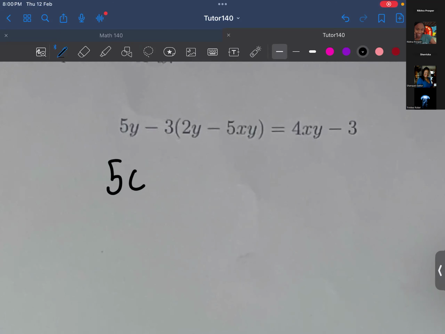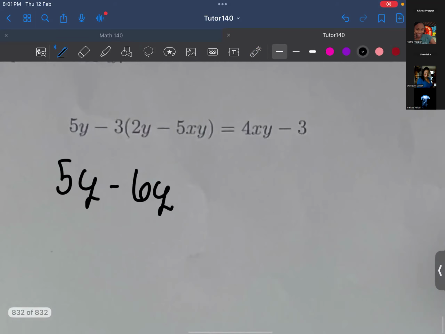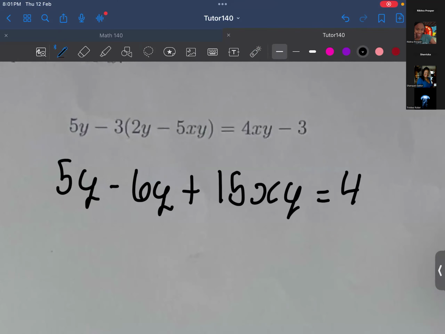So we have 5y minus, we're going to distribute the 3 to both. So minus 6y plus 15xy equals 4xy minus 3.